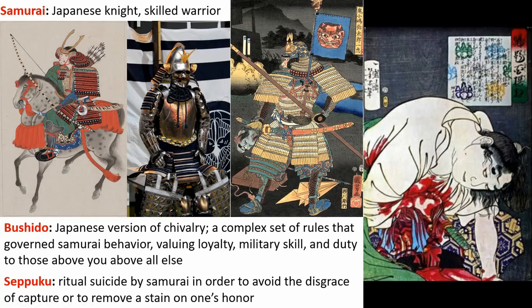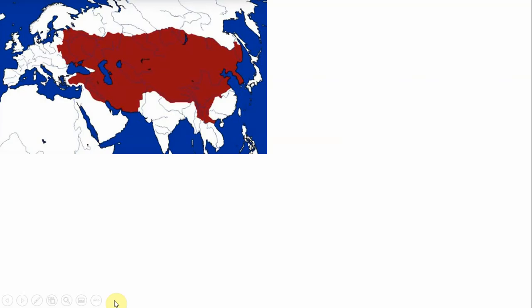If you did have a dishonorable moment or something bad happened, you were captured in battle, the only way to get your value back to society was to commit seppuku, which was to ritually commit suicide. That way you remove that stain on your honor. So Japan has this culture, and it's a culture that's very unique. It built up on its own.